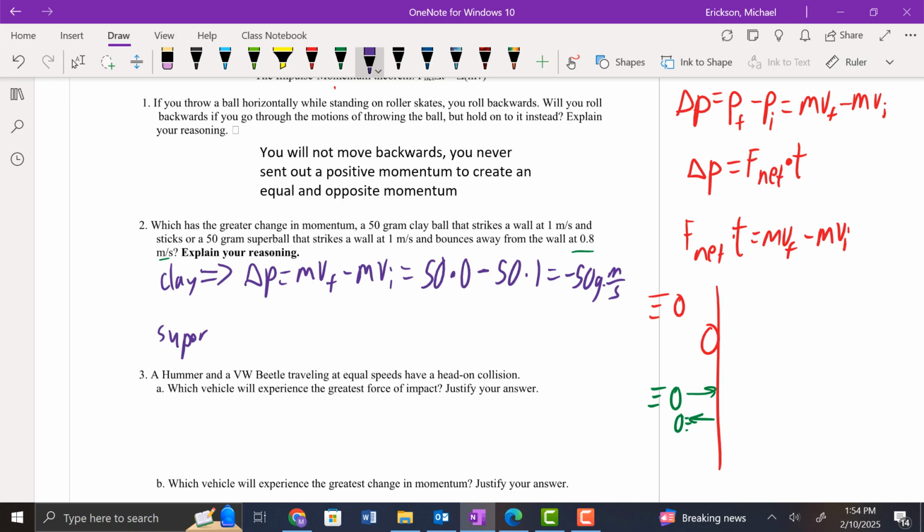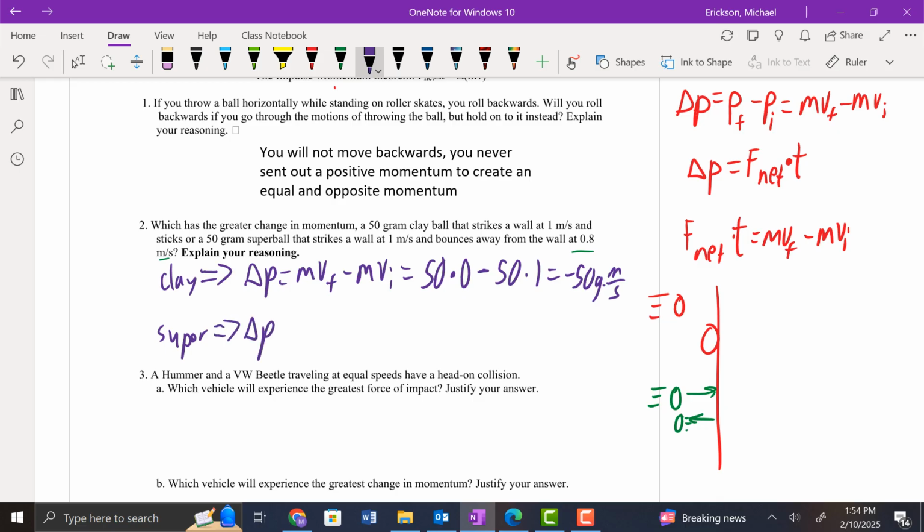You might ask yourself, wait a minute, Mr. Erickson, why is it negative? Well, if we're assuming towards the wall is positive, then you need this negative momentum to stop the object. So that's what's happening there. That is enough momentum to stop this object's initial momentum.